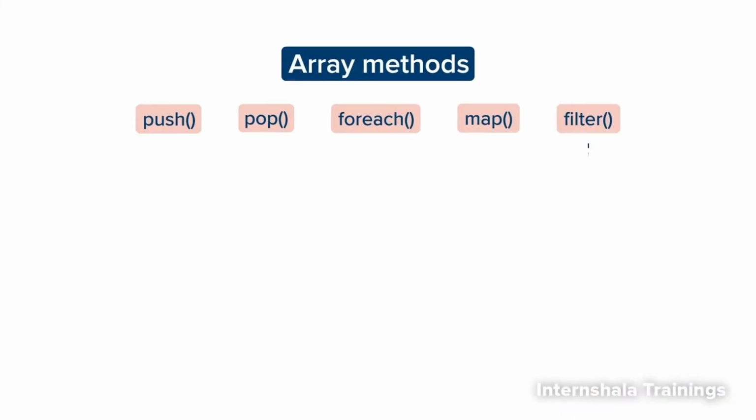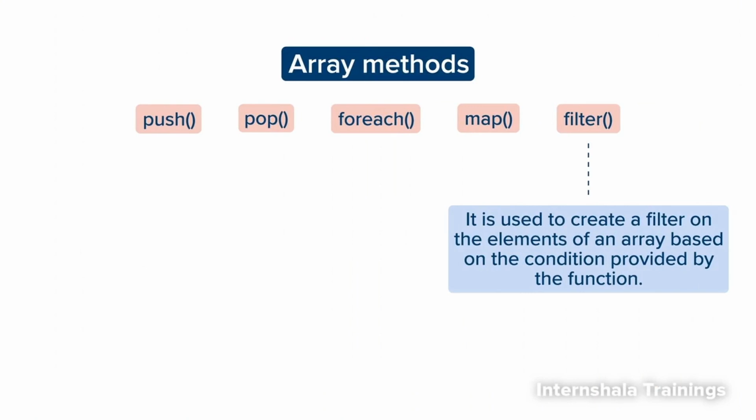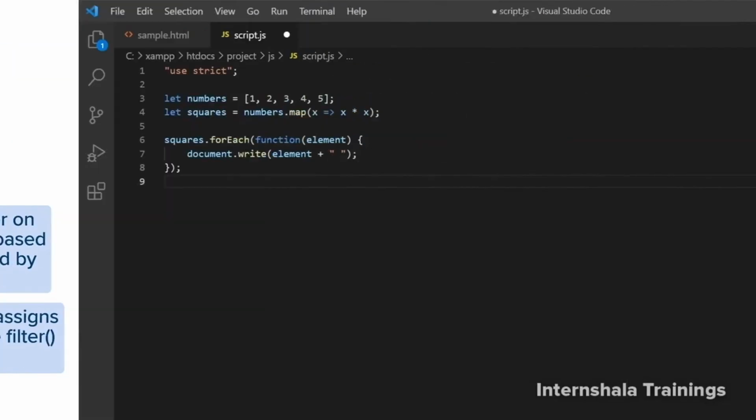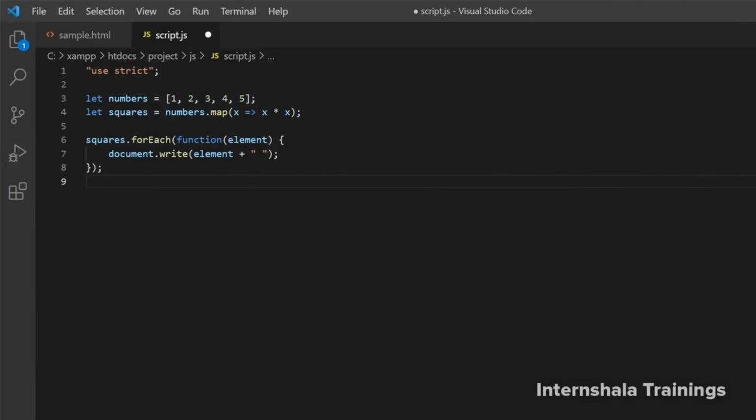As the name suggests, this method is used to create a filter on the elements of an array using a condition provided by the function. It then creates a new array based on the filtered elements. We will use the same code to understand the filter method which we took during the map method. Let us make a few changes in this code.